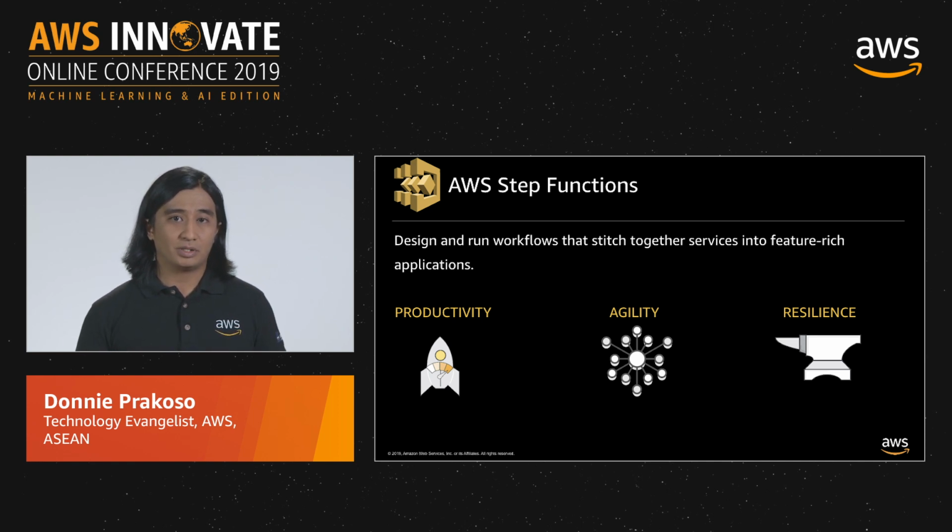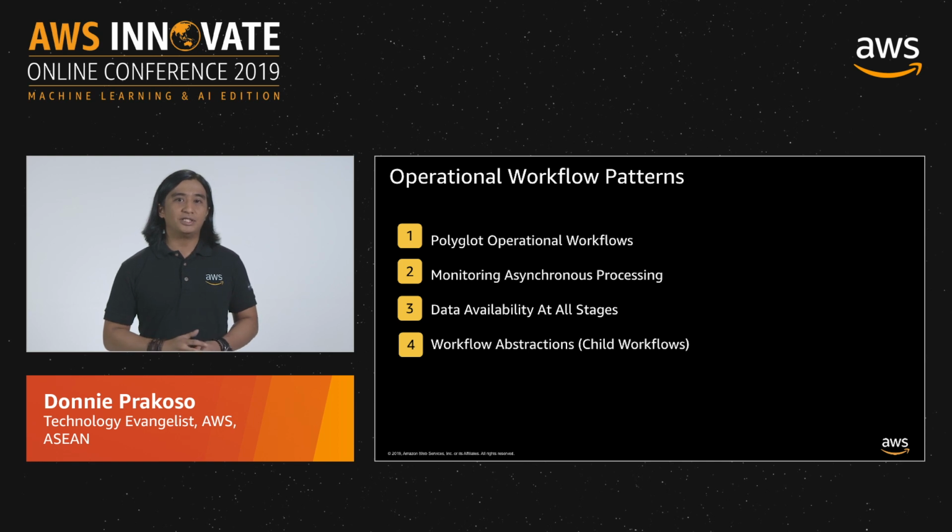AWS Step Functions records a history of each execution, making it easier for you to review all the events in sequence in one location. AWS Step Functions makes it easy for us to build workflows and integrate microservices into a feature-rich system. And there are a few patterns in implementing workflows that I'd love to share with all of you.